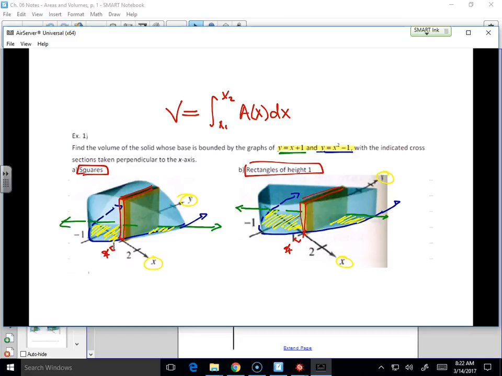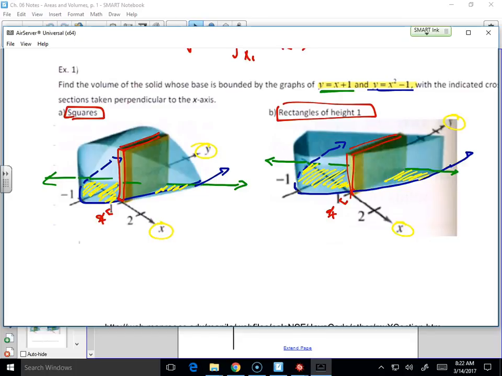Now, question, can you guys tell, for the squares one, let's zoom in on him. We know what formula we're trying to plug in. What are my x bounds?